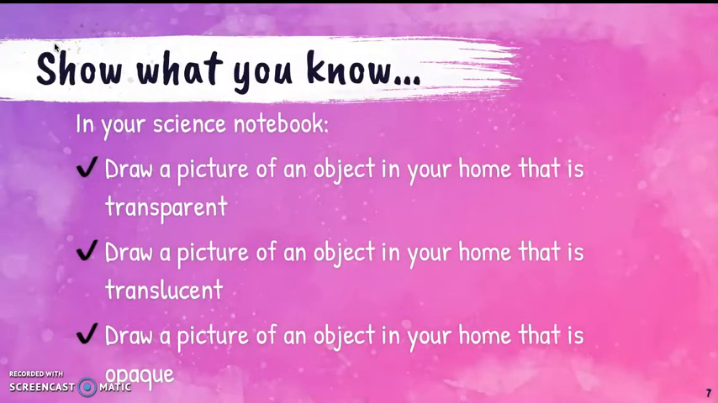So now I want you to get your science notebooks out, and I want you to find some objects in your home and draw a picture of one of those objects in your home that is transparent, and then draw a picture of an object in your home that is translucent, and draw another picture of something in your home that is opaque. So remember, transparent means that all of the light passes through it. Translucent means that some of the light passes through it. And then opaque means that no light can pass through it. So that is your activity for this video, and I will be giving you some more videos for next week.